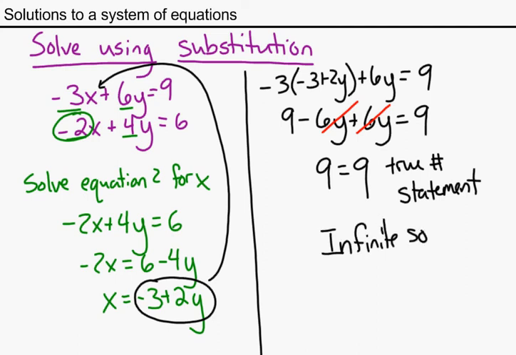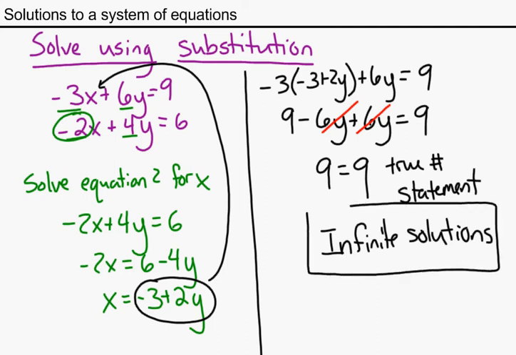Which means that I have the same line. It's dressed up a little bit differently with different coefficients, but my final answer is infinite solutions. So true number statement, infinite solutions, false number statement, no solution.